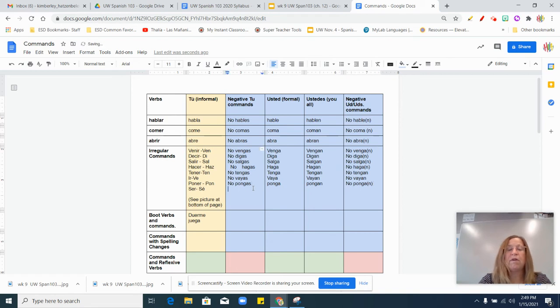So the yo form of ser is soy. It's kind of different too. Like voy, you don't just take off the O, there's no O, it's an oy. So soy becomes no seas, or sea, sean, or no sean.